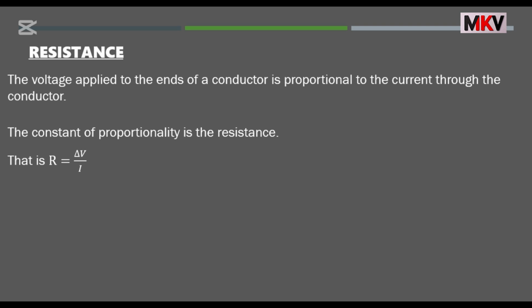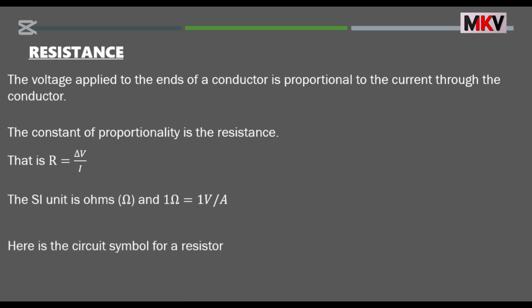Now resistance: the voltage applied to the ends of a conductor is proportional to the current through the conductor, as we saw earlier in Ohm's law, and this proportionality is resistance. So we know that resistance is equal to change in V over I. Change in voltage over current gives the resistance.